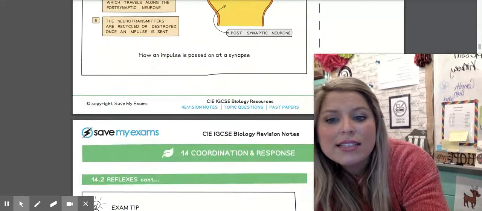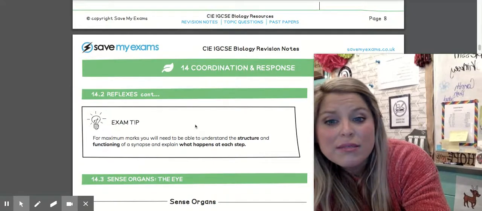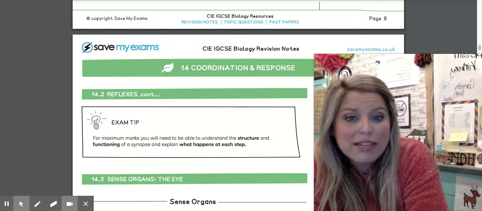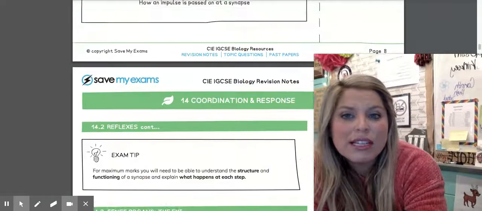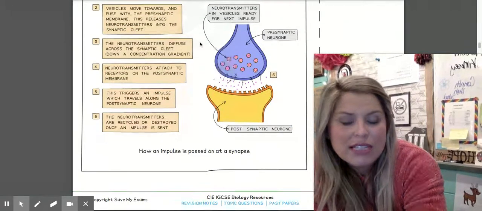Looking at just an exam tip before we move on to sensory organs, you need to understand the structure and function of a synapse to explain what's happening at each step. So really just being able to understand this picture, that's why I'm going to print it out for you and give to you guys in your notes.